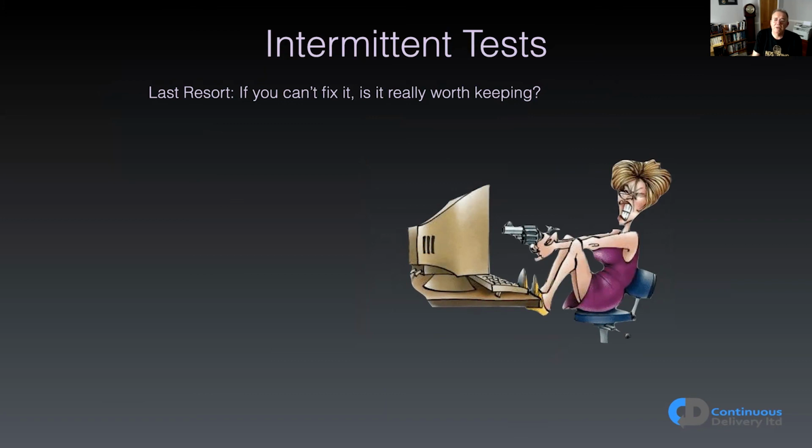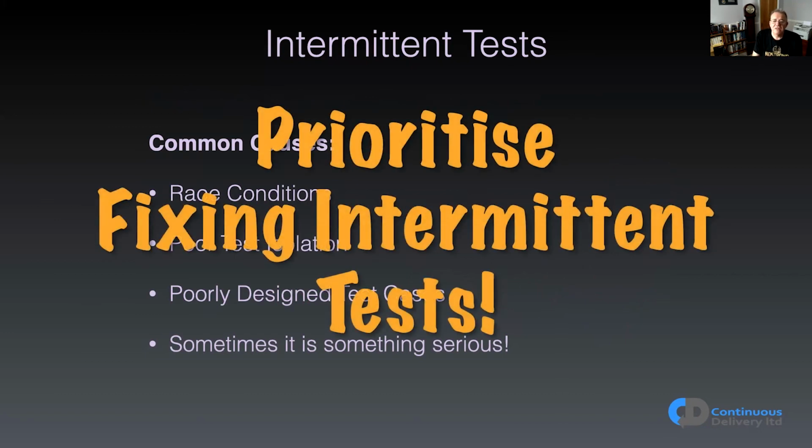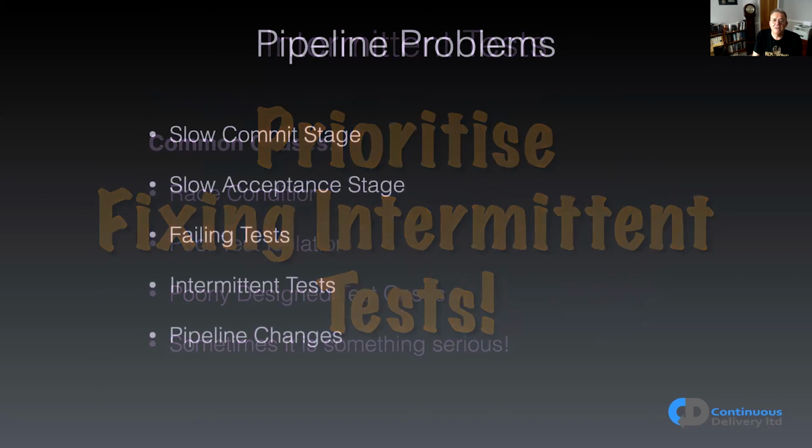We got to the stage where I'm building a fairly sophisticated system with intermittent tests that we got over the easy things, which were badly written tests after a while, and got to fix those quite quickly. But then we'd have a knob of intermittent tests, and every time we dug in, they were always highlighting a real, subtle, difficult, but true problem with our system. So fix them. The commonest causes of intermittent tests are race conditions, poor test isolation, poorly designed test cases, and sometimes it's something serious. So prioritize fixing intermittent tests as part of the development process.